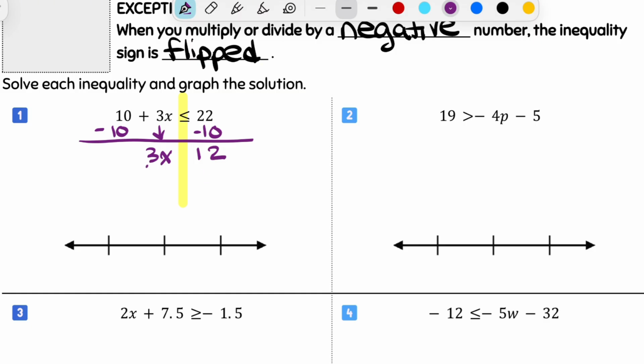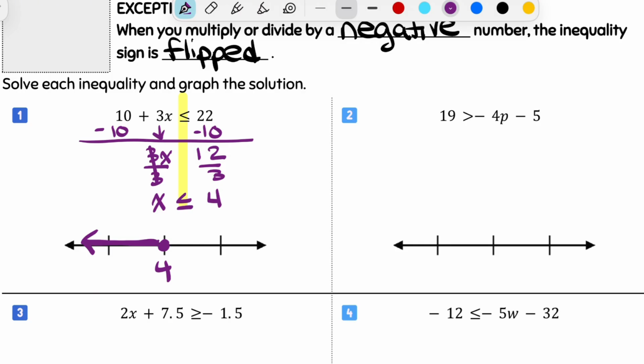Now I'm going to divide both sides by a positive 3. I am still going to keep my less than or equal because dividing by a positive requires no flipping, and x is less than or equal to 4. So I'm going to put a closed-in dot on 4, right on the number 4, and this is going to be going to the left, the same direction as the arrow.